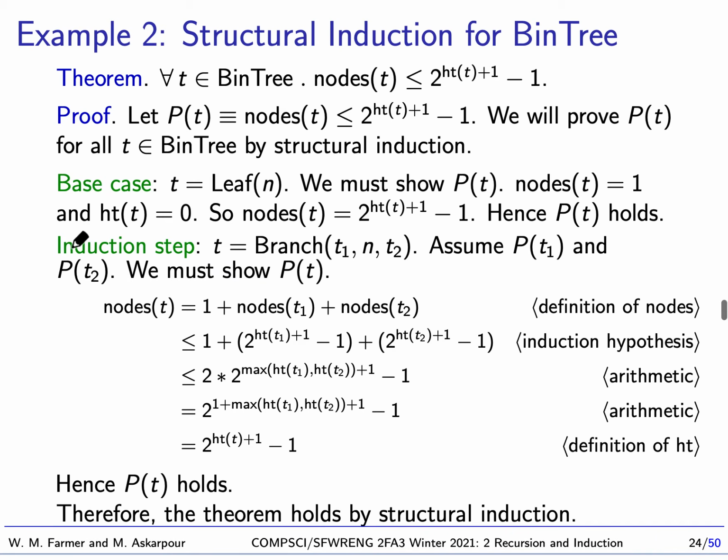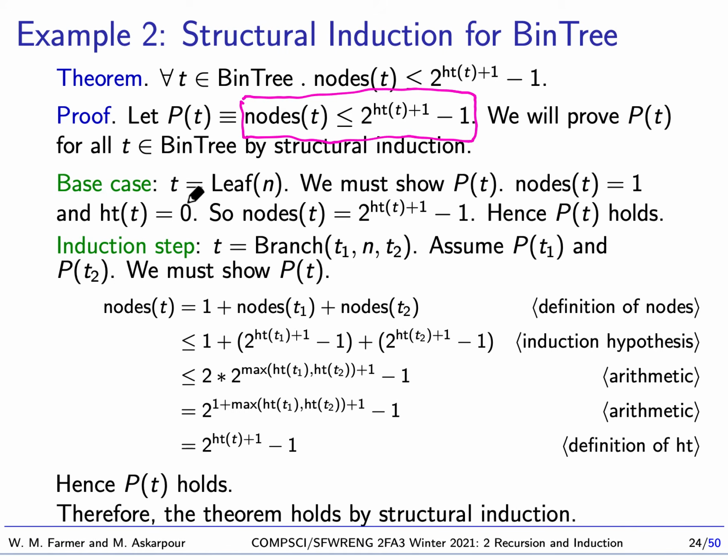Okay, so let's look at an example of structural induction for bin tree. So we're going to prove what we just talked about before. We're going to prove that for all t, the number of nodes in t is less than or equal to 2 to the height of t plus 1, and then we subtract from that 1. Okay, so this is our property. Whenever you do a proof by induction, you always need to write down the property, and we're going to prove that this property holds for all members of bin tree by structural induction.